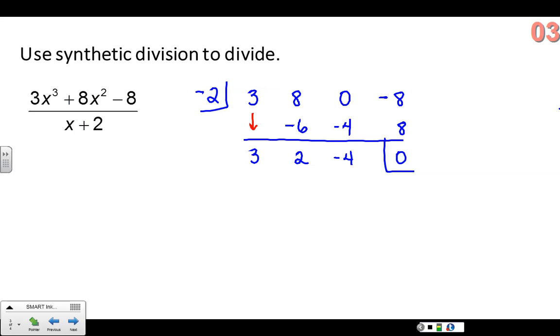So let's think about this for a second. X to the third divided by x to the first. If you subtract the powers, my leading power on my quotient should be x to the second. So the quotient here will be 3x squared plus 2x to the first minus 4.